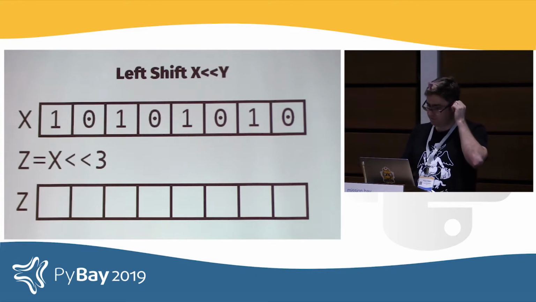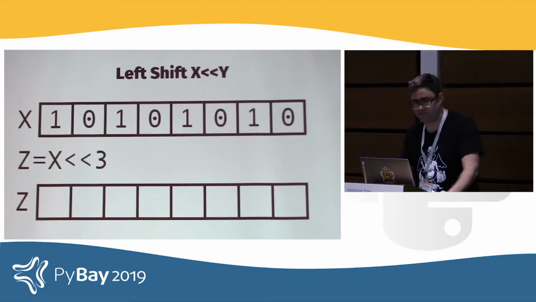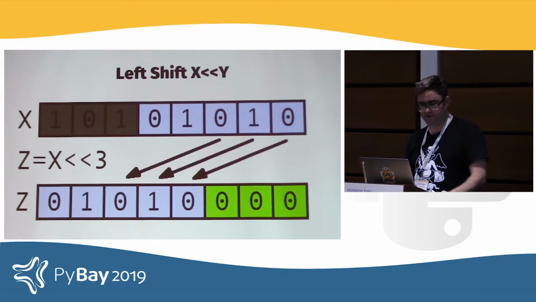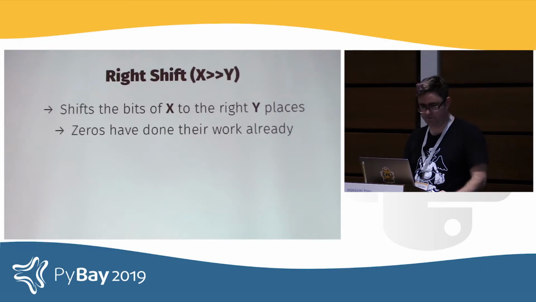Cool, so here's a little left shift diagram. We've got a bunch of bits up top. We're going to shift X 3 spots to the left, and we will get something like this. So you can see those 3 bits, the gray ones top left, got shifted out. All of the blue ones on top shifted over, and some fun new green ones filled in.